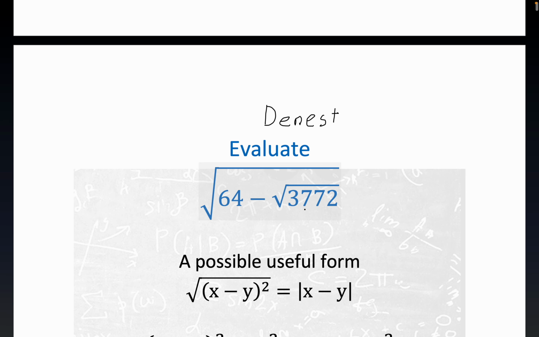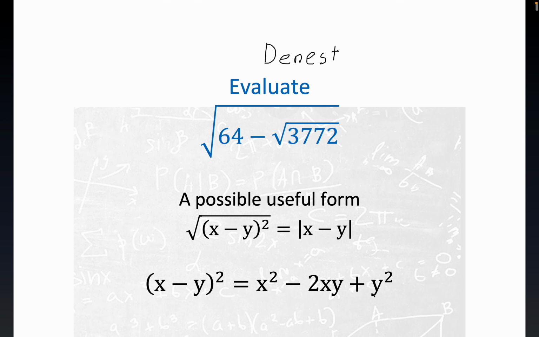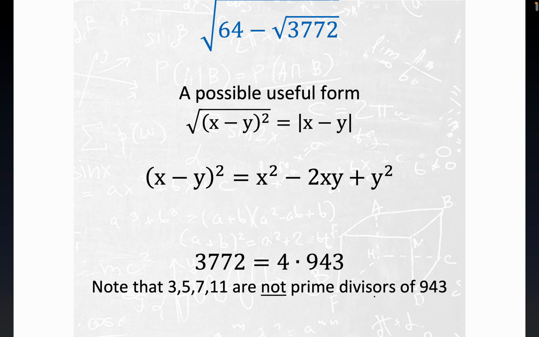Since you have a minus sign here, maybe we have the good fortune of expressing it as the square of the difference of two variables, okay? Now, I wrote absolute value here because this is the definition of absolute value. 64 is a bigger number than the square root of 3772, so this would just be x minus y in this case, all right? But it turns out it's useful to just look at the prime factorization of 3772, okay?